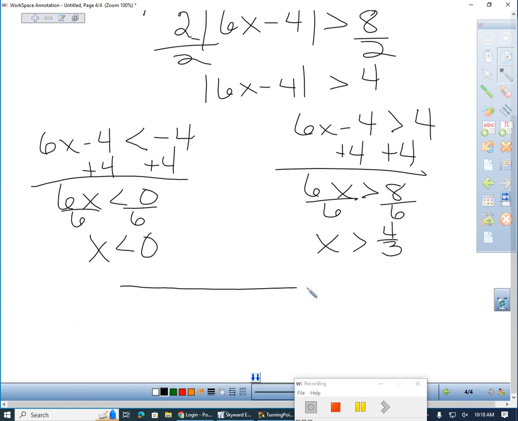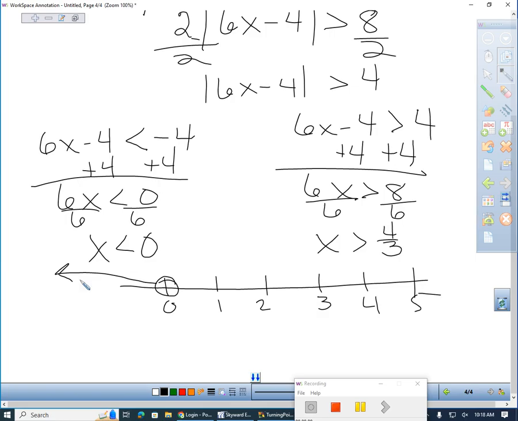All right, on my number line, I want to talk about this, because I'm providing you with a number line today. Here's 0, 1, 2, 3, 4, 5. First of all, x is less than 0 is an open dot, and it goes which way? Goes to the left. How do I know where to put 4/3 on the graph?